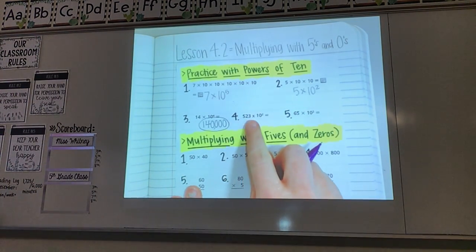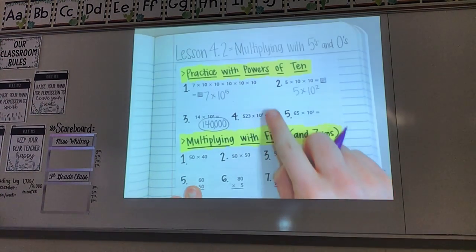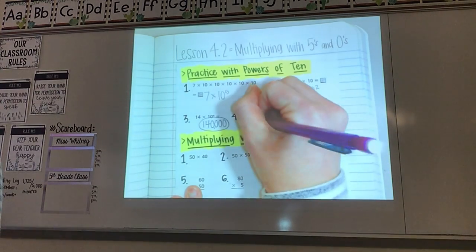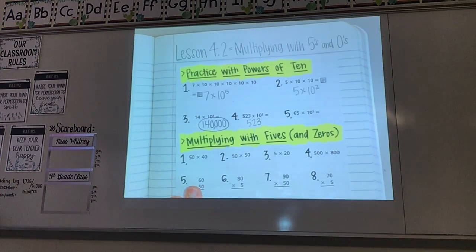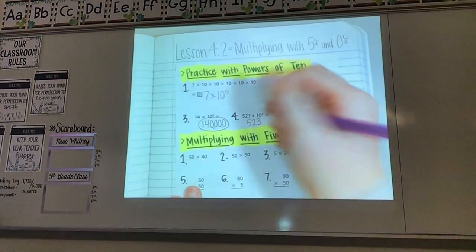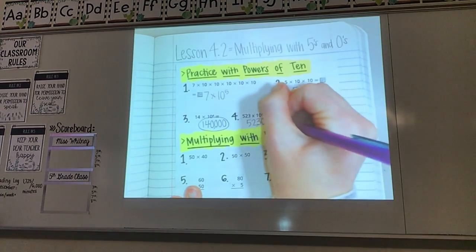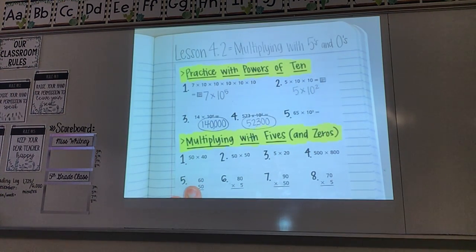Let's try another one with number 4. We have 523 times 10 to the power of 2. I'm going to cover up my 0. 523 times 1 is just 523. And then I'm paying attention to my exponent. It tells me the power, tells me how many zeros I need. So I need to add 2 zeros on behind that. So that would be 52,300. Making sure I get my comma in the right place.